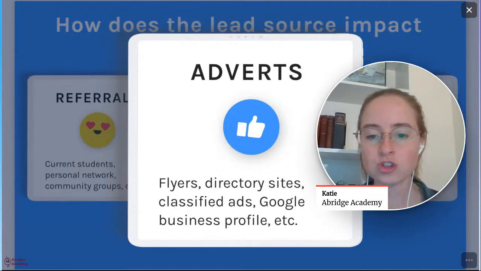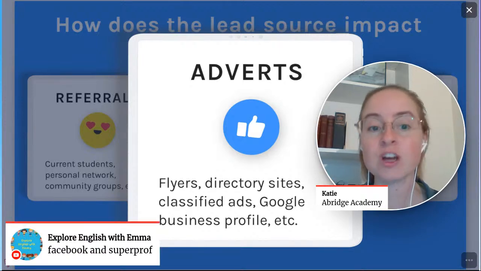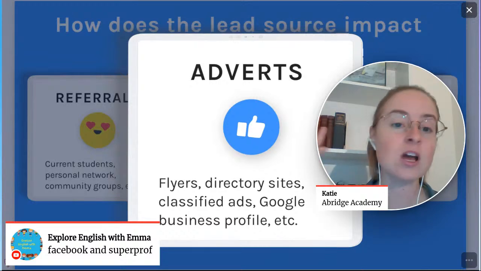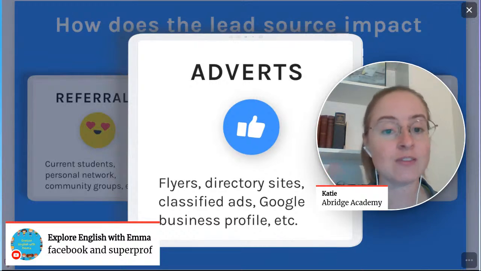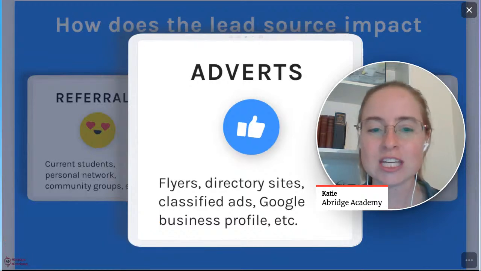They've directly gone onto, Emma's mentioned SuperProf, for example. They've directly gone onto SuperProf to search for a teacher in that specific subject. They've looked at the different teachers who are available. They've looked at your profile. They like you. They've reached out and they've asked for a trial class. So they are pretty interested in classes. They're not just casual browsing people.